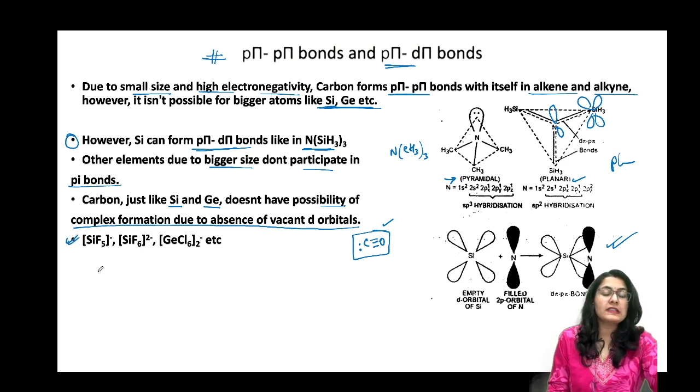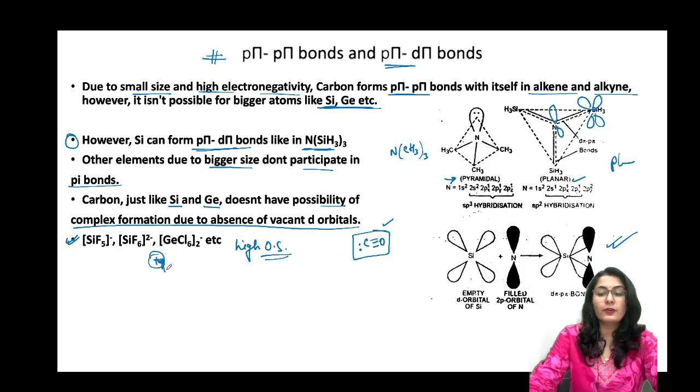Also, when you want to see all of these in high oxidation states, these are few of those compounds. SiF5 minus, silicon is there in +4. SiF6 2 minus, again +4. GeF6 2 minus, all of these are present in +4. Okay.